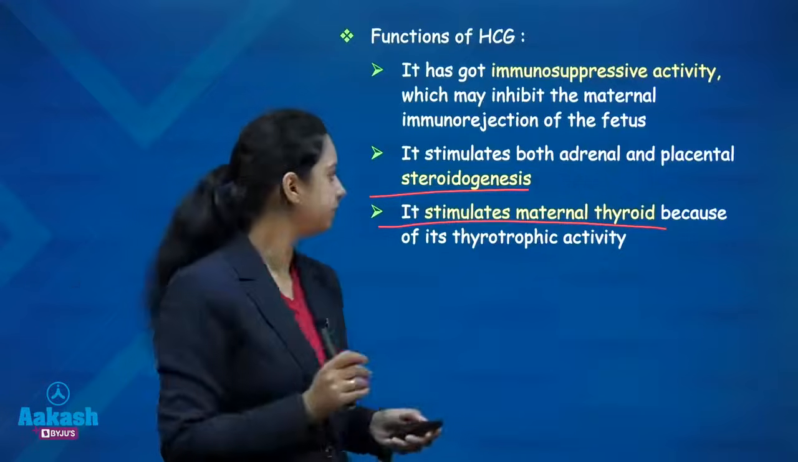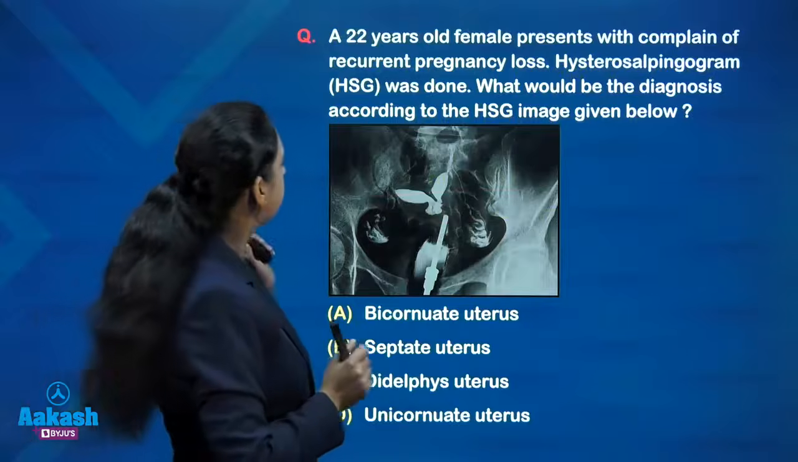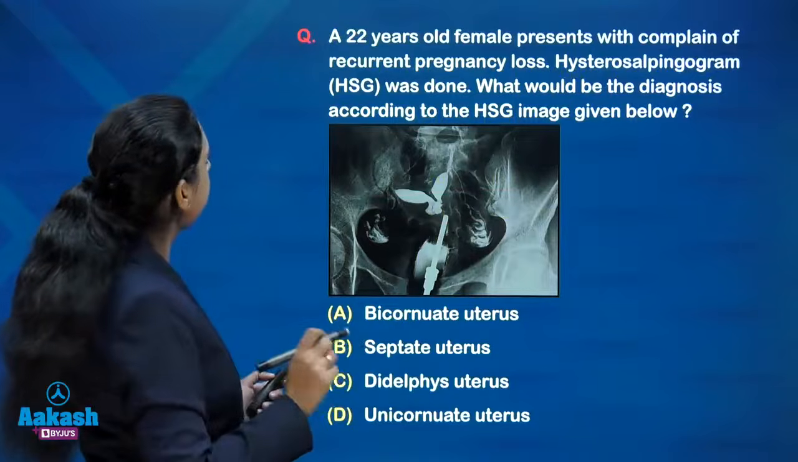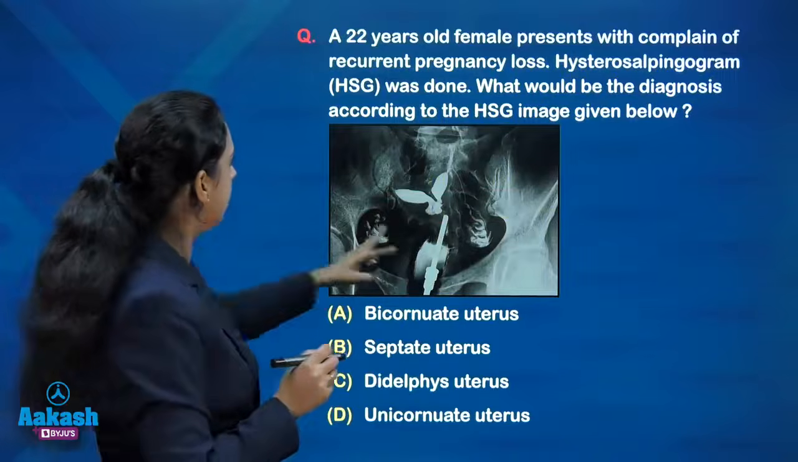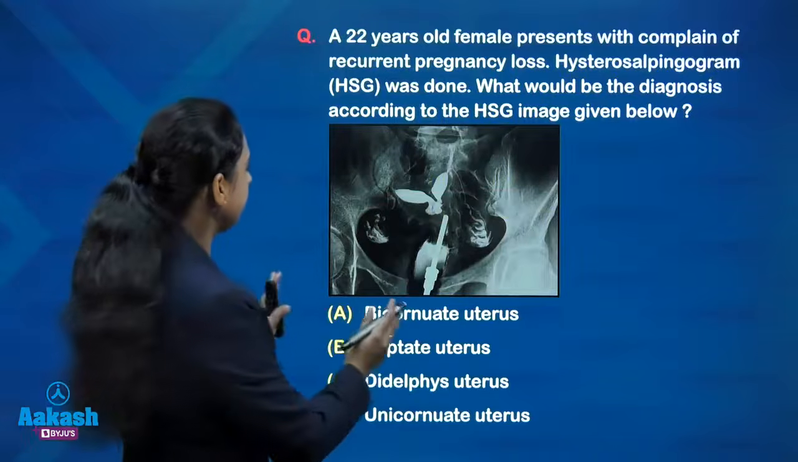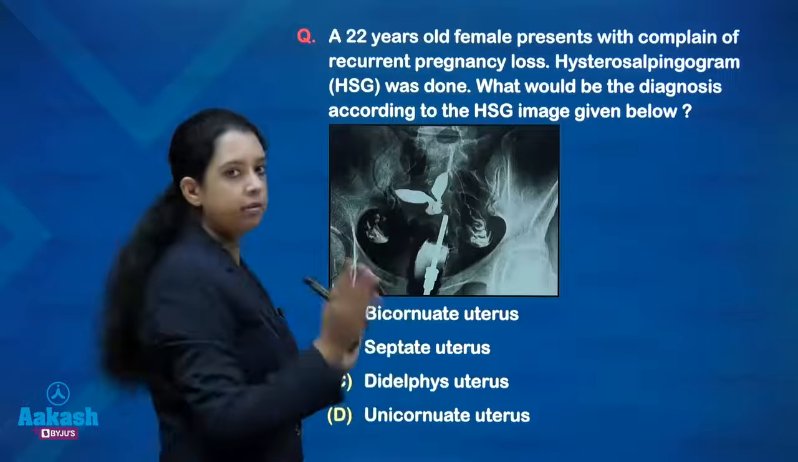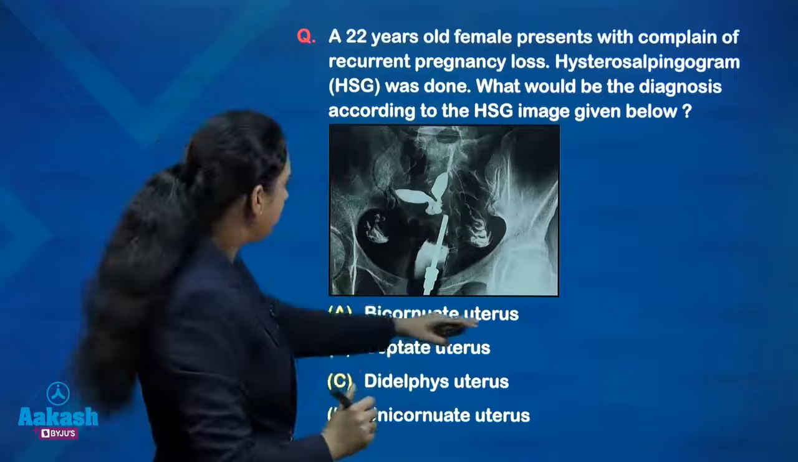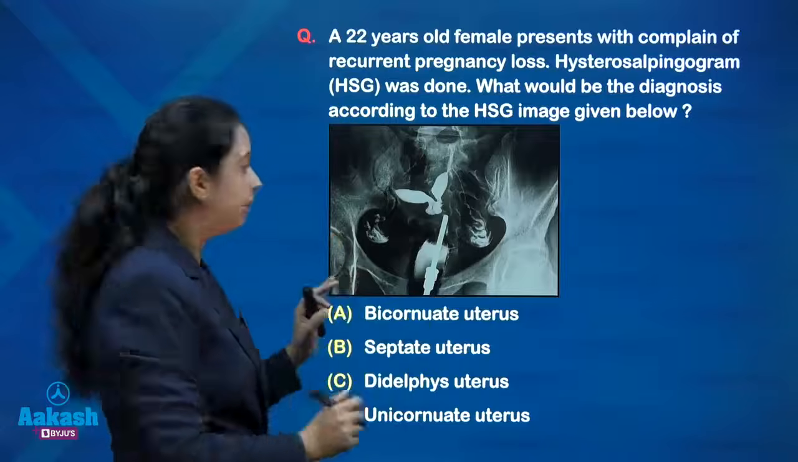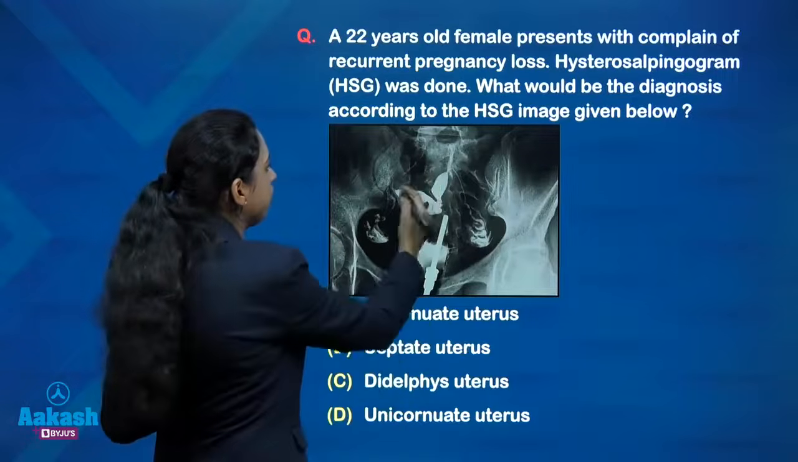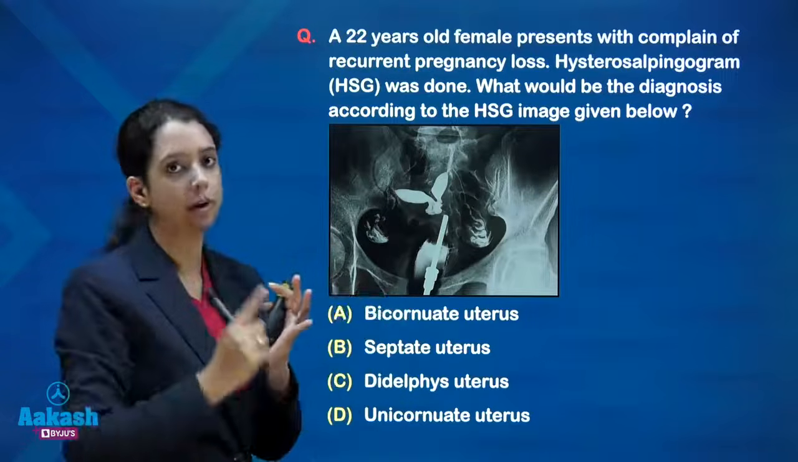Right? Okay. Now, next question. A 22-year-old female presents with a complaint of recurrent pregnancy loss. The HSG was this. What will be your diagnosis? Now you can see clearly the HSG showing two uteruses. Okay. Bicornuate uterus, it can be. Septate, yes, it can be septate. Since you cannot see the outer contour, you can see only two cavities. It could be septate or bicornuate.